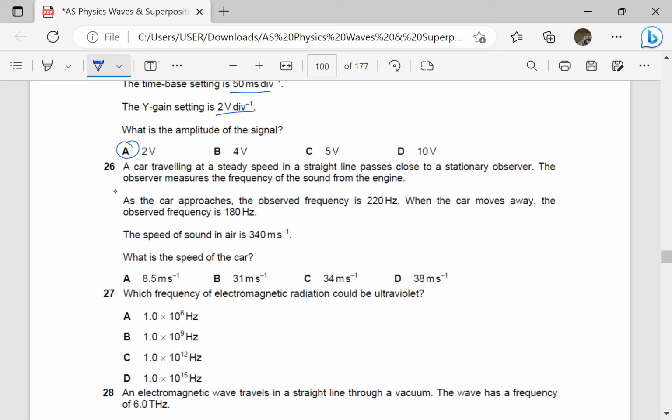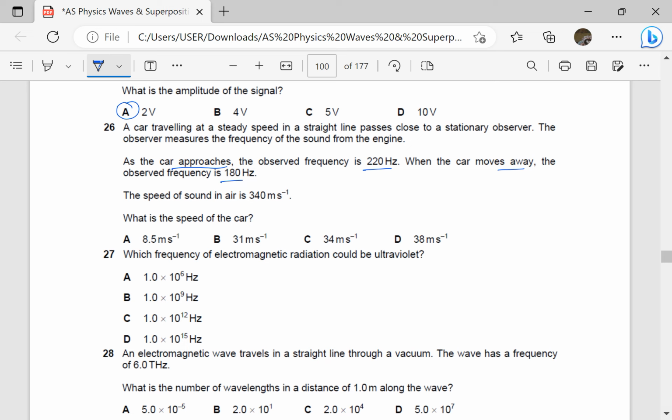A car traveling at a steady speed in a straight line passes close to a stationary observer. The observer measures the frequency of the sound from the engine. As the car approaches, the observed frequency is going to be high. The observed frequency is 220 Hz. When the car moves away, the observed frequency is 180 Hz. The speed of sound in air is 340. What is the speed of the car?